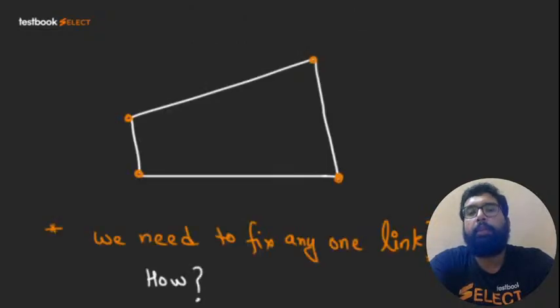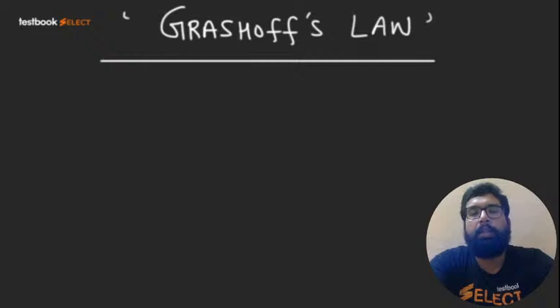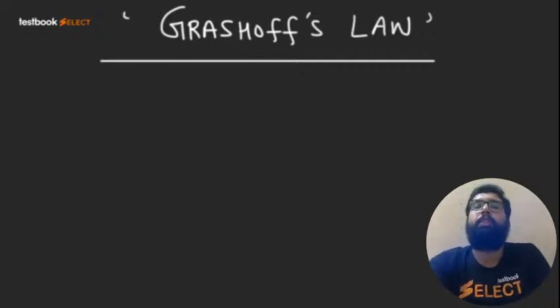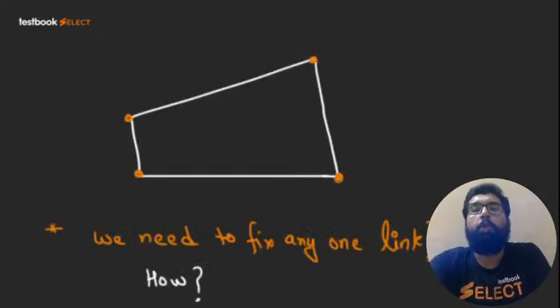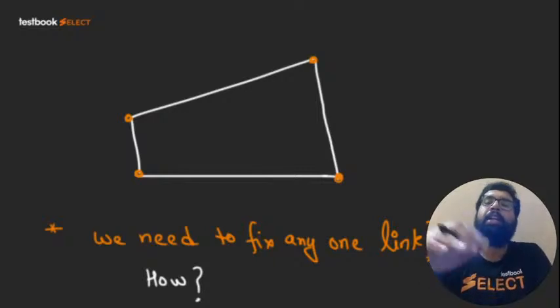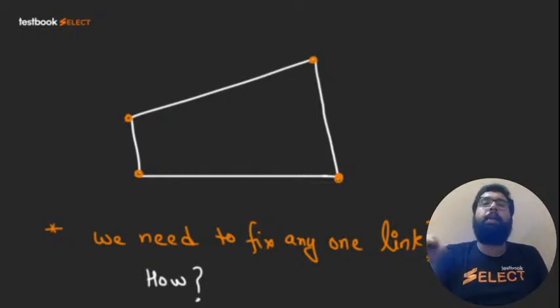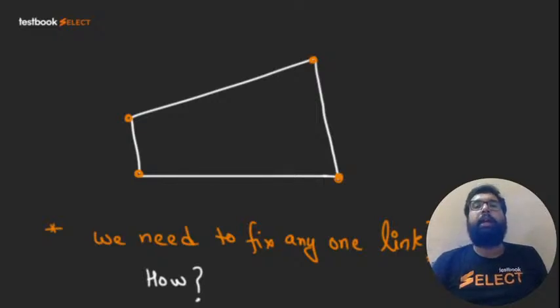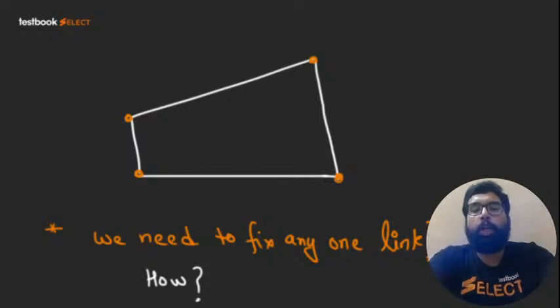Definitely, as you are saying, the fixed link is decided based upon the requirement of input and output motion, right? Which link is to be placed in what position is told to us by Grashoff law. Because definitely we will not just randomly pick one of these four, or say this link looks nicer so let's fix it and put that one aside.